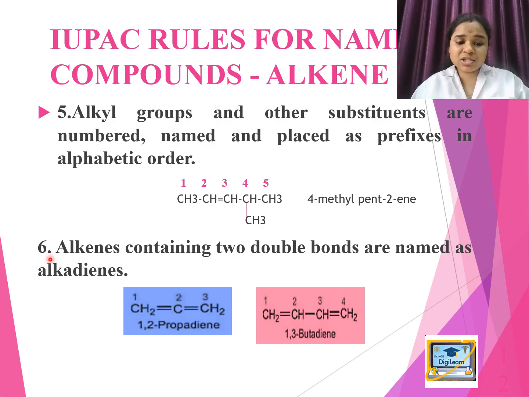Now coming into the sixth rule, if two alkene groups or two double bonds are present in a single compound, then we can name it as an alkadiene. Look here, 4 carbon atoms are present. So the root word is but. 1, 2, 3, 4. In the first position and in the third position, a double bond is present. So 1,3-butadiene. If two double bonds are present, then we can name it as an alkadiene. So we can name it here as 1,3-butadiene.